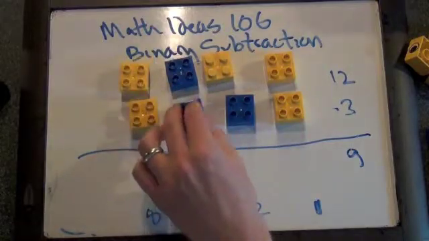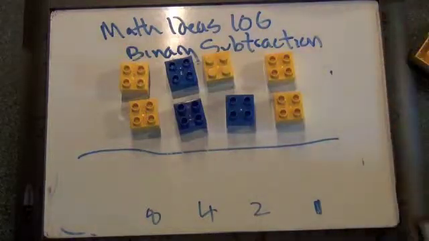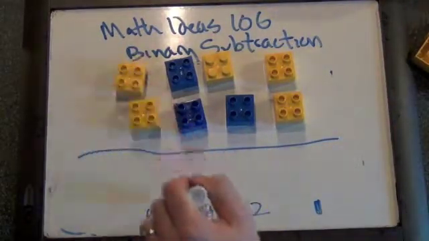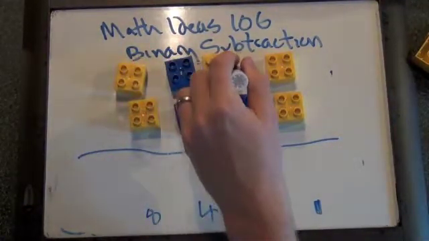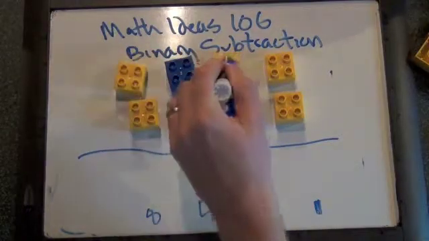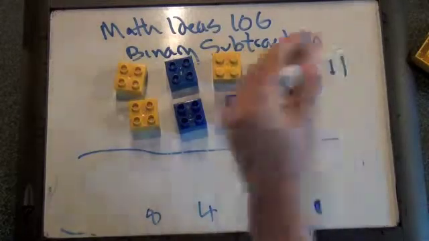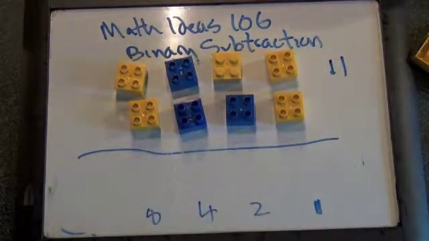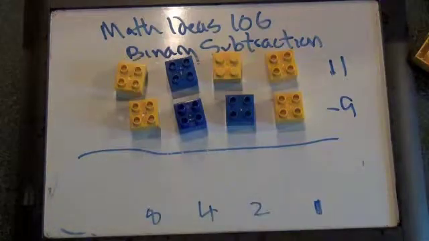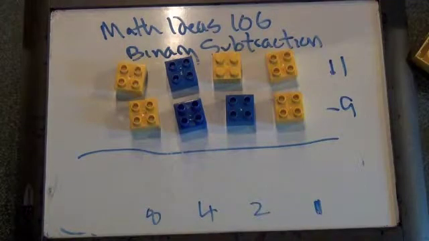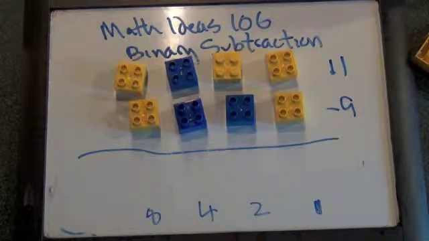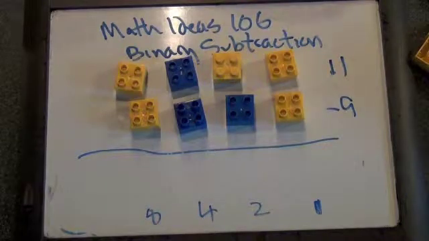And just to remind you, this is 1 times 8, plus 0 times 4, plus 1 times 2, plus 1, which is 11. And this is 8 plus 1, which is 9. And what should we get when we do 11 minus 9? We should get 2. Very good.